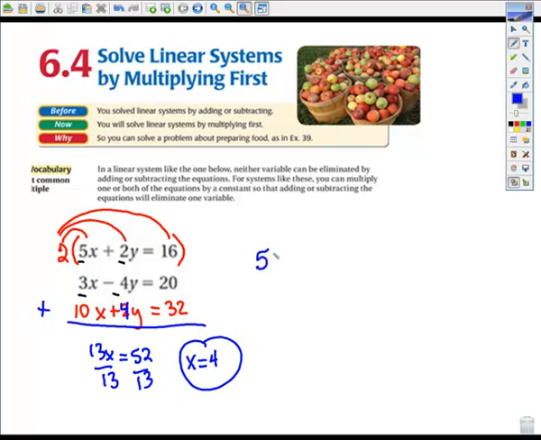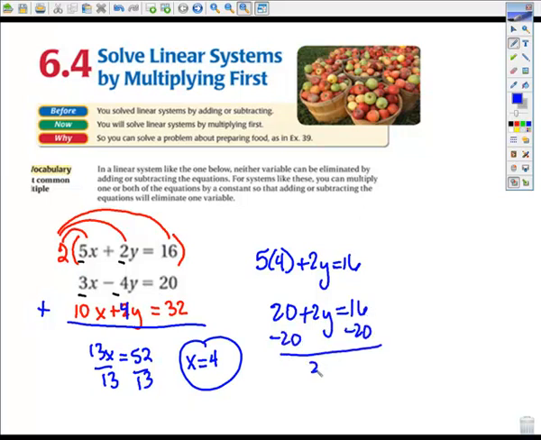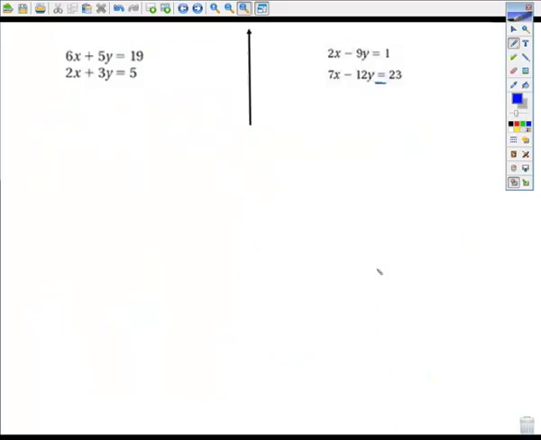I like to put it in the top, so 5 times 4 plus 2y equals 16. So 20 plus 2y equals 16. Subtract 20, and 2y equals negative 4. Divide by the 2, and y equals negative 2. So your solution is 4, negative 2. So if you were to graph these, they'd cross at the point 4, negative 2. Let's try a few more.